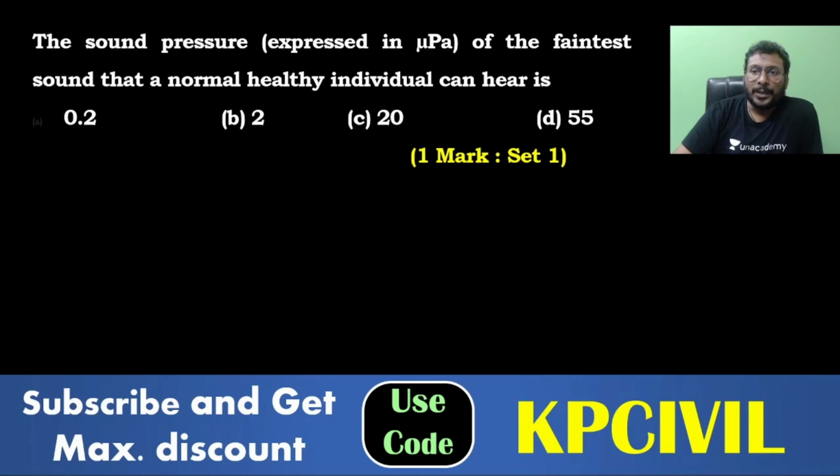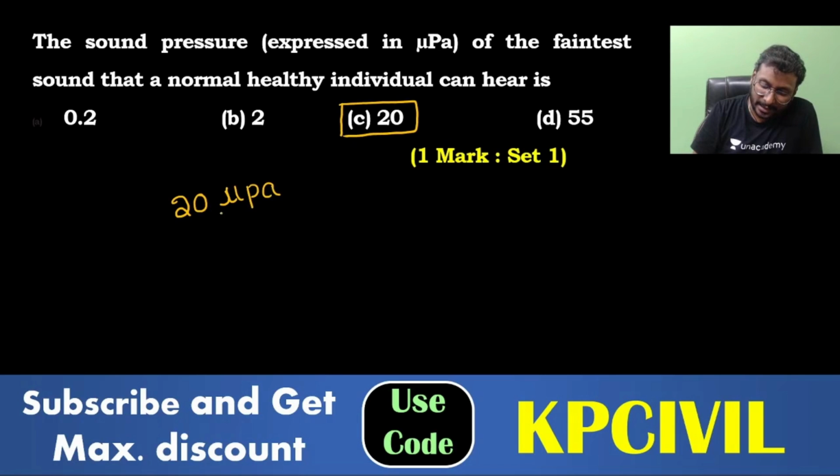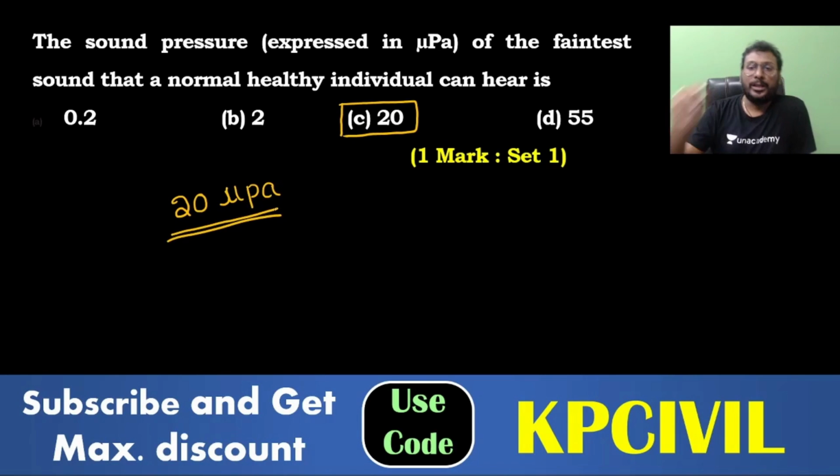The sound pressure of the faintest sound that a normally healthy individual can hear: 20 micropascal, the reference sound pressure level. A common healthy person can hear a lowest possible 20 micropascal.